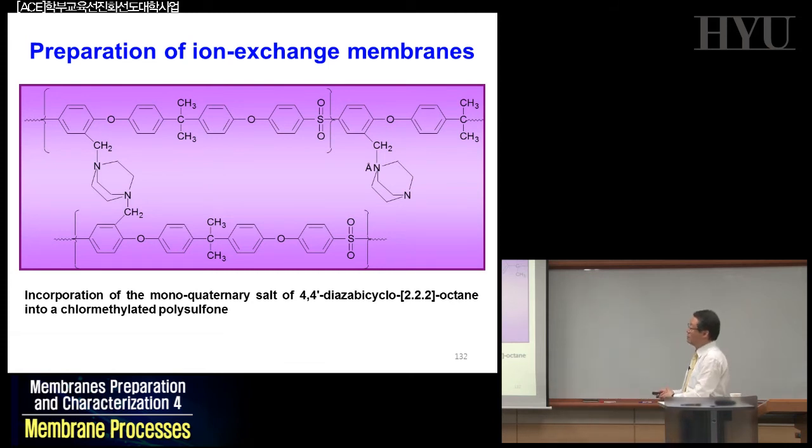You can make the benzimidazolium type of polymers with the backbone of polysulfones, polyketones, polybenzimidazoles, and so on. And even in our laboratory, we are making these types of polymers as well.